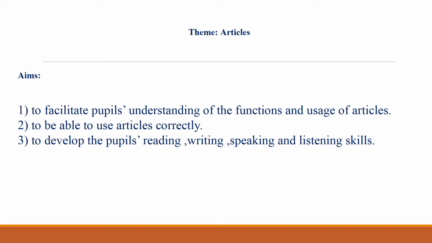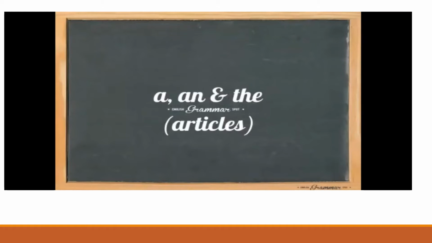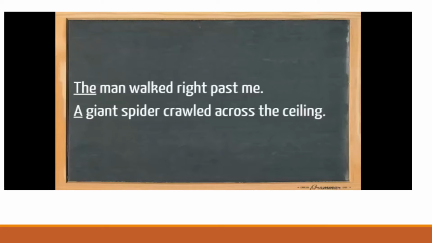Okay, students, what's the video about? Rules. Welcome to English Grammar Spot. This lesson is about a, an, and the, otherwise known as articles. Take a look at the following sentences. The man walked right past me. A giant spider crawled across the ceiling. An elephant is a large animal. All the underlined words here are articles.